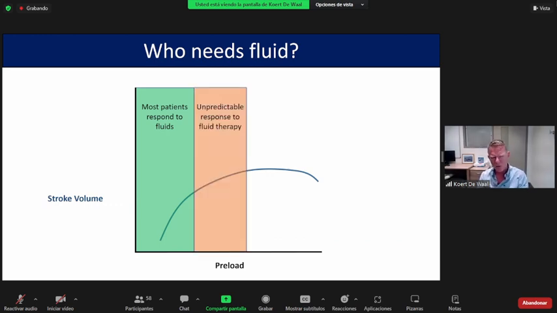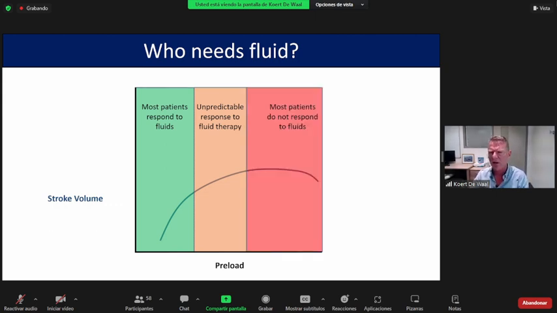If you're in that middle bit, it probably becomes a little bit unpredictable how you will respond to fluid therapy. And particularly if you're on the right side of the Frank-Starling curve, most of these patients will not respond to fluids and they might actually have some harm. That's because there's a relationship between preload and extravascular lung water. All that water you put in will end up in the systems with the lowest pressure, which is usually the lungs, as edema.